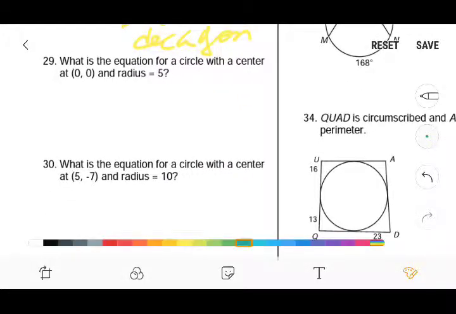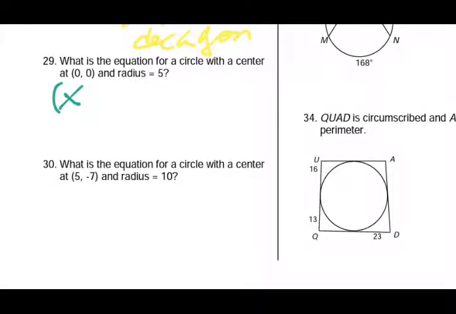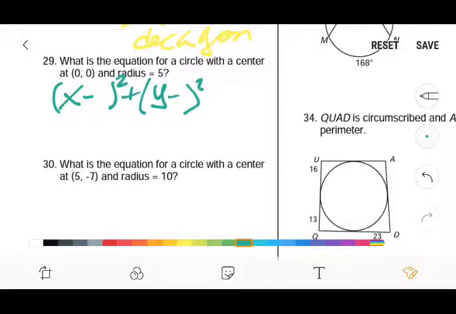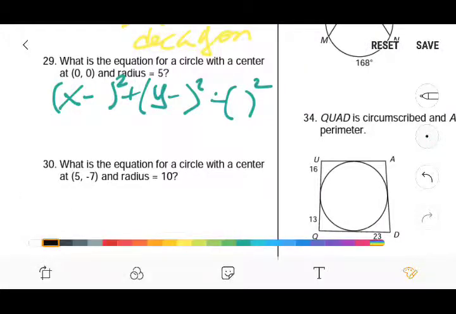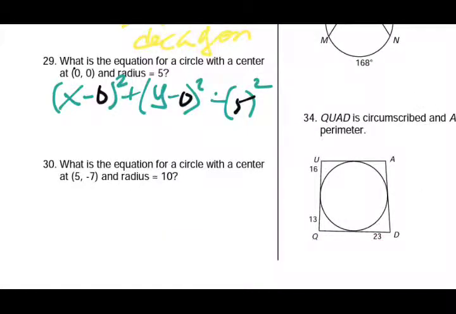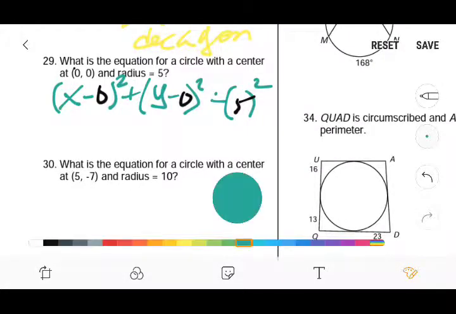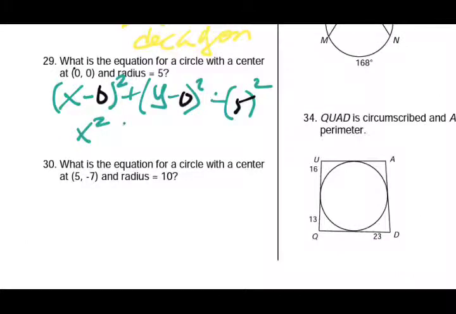Remember the formula is up there on the board also. It's x minus something squared plus y minus something squared equals r squared. So when you fill these in, you put 0 here, because that's the center, and then radius is this. So to simplify it, it's x squared plus y squared equals 5 squared is 25. That's your equation.